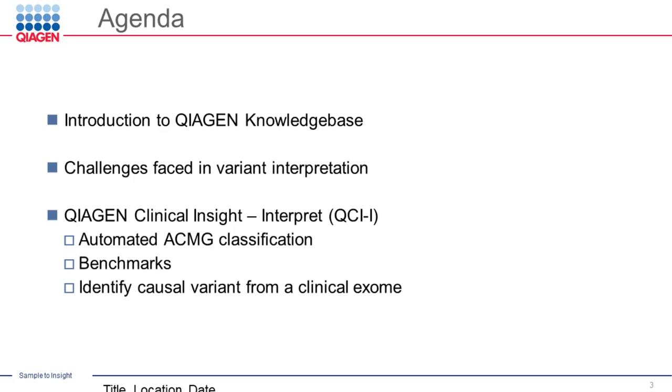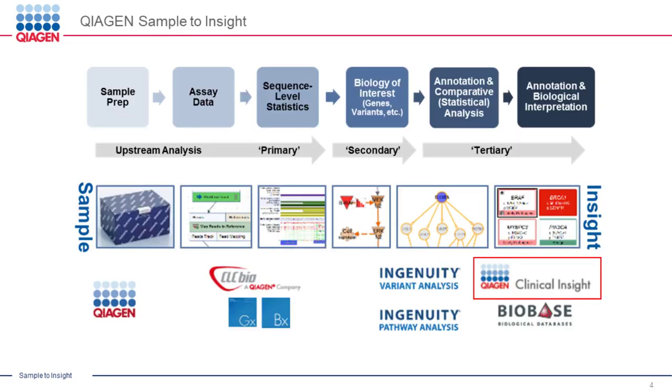So for today's agenda, first I'll go through an introduction to the Qiagen knowledge base, then introduce our Qiagen Clinical Insight Interpret tool and demonstrate how the knowledge base underlying it enables rapid and accurate variant interpretation. We'll also see how automated variant classification is utilized by invoking all of the ACMG rules to align with the guidelines, and some benchmarks that show the value of the tool.